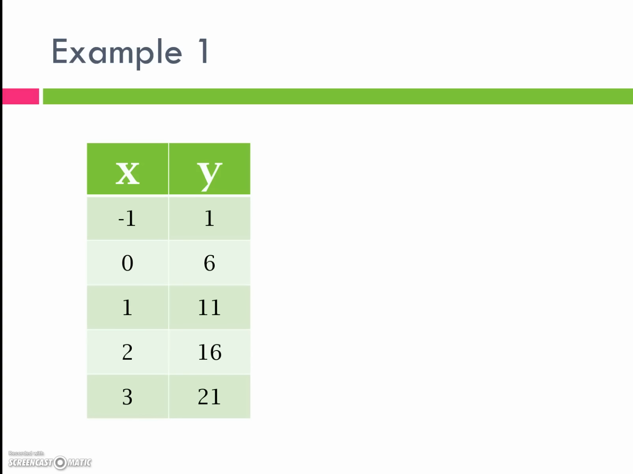So let's take a look at an example. First, what we're going to do is make sure that our x values are in ascending order. So we can see from -1 to 0 to 1 to 2 to 3, we know that it's increasing. So now we have to find out, well, how is it increasing? To go from -1 to 0, 0 to 1, 1 to 2, you can see in every case we're increasing by 1.